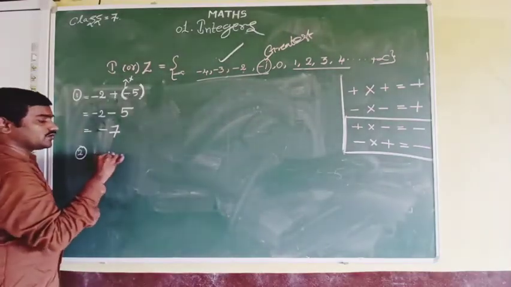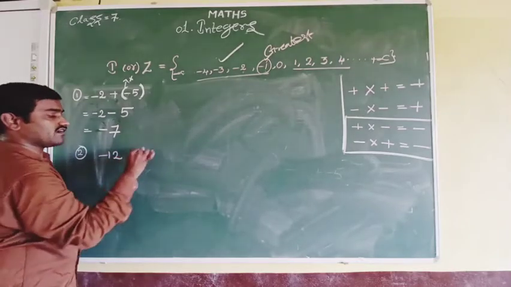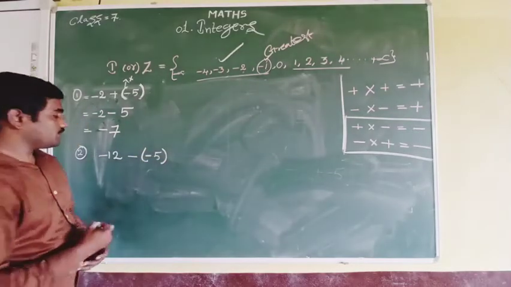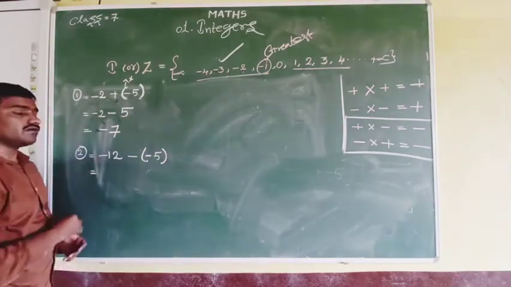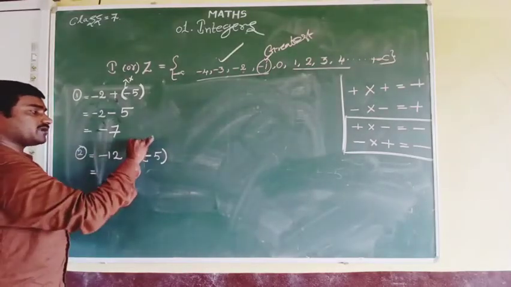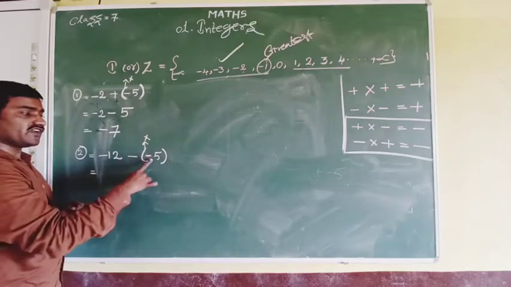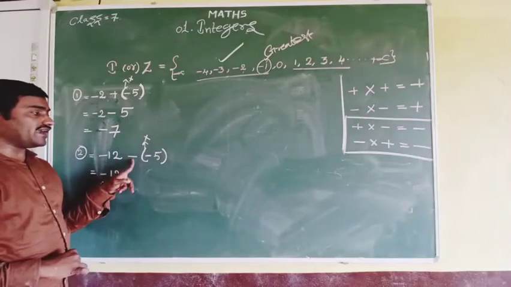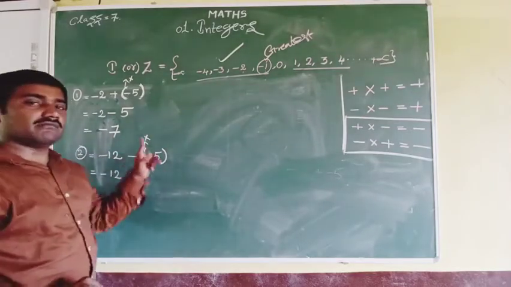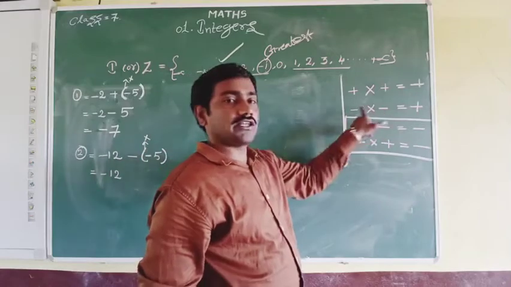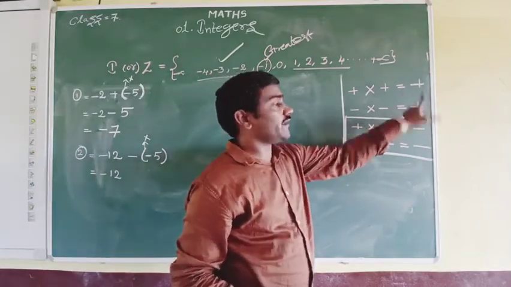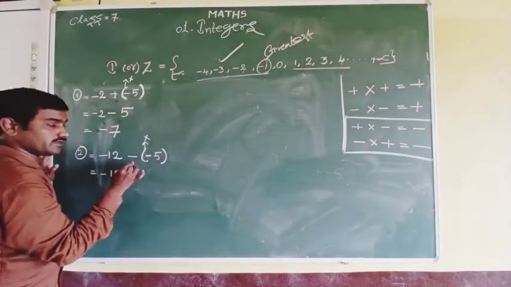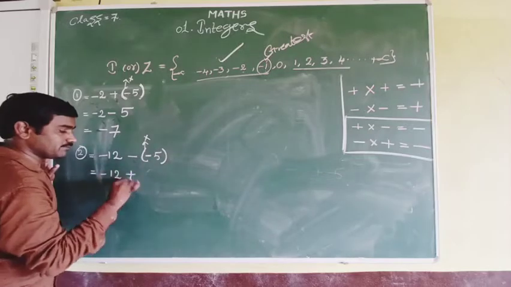Okay. -12 minus of minus 5. Here again, this bracket tells us to multiply these two symbols. Let us take -12, minus into minus. Here, the product of two negative integers is a positive. That means the product of two negative numbers will give us a positive symbol. Minus into minus will give us plus.